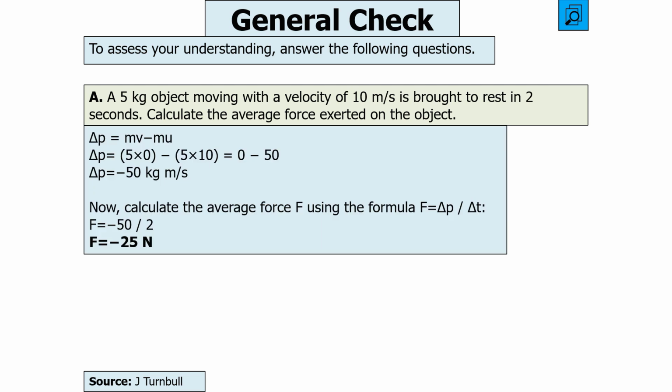The change in momentum is mv minus mu, so it's 5 times 0 minus 5 times 10, which is equal to minus 50 kg m/s. We know that force is equal to the change in momentum over the change in time. It's minus 50 over 2, which is minus 25 newtons.